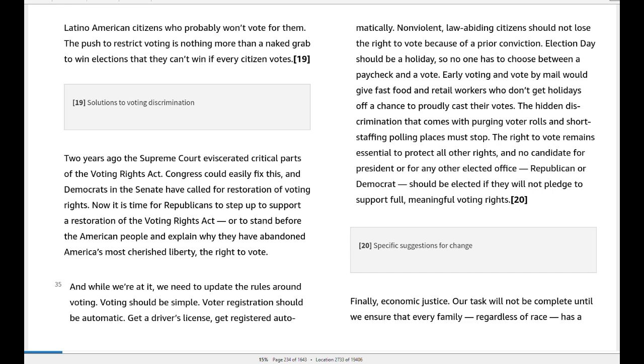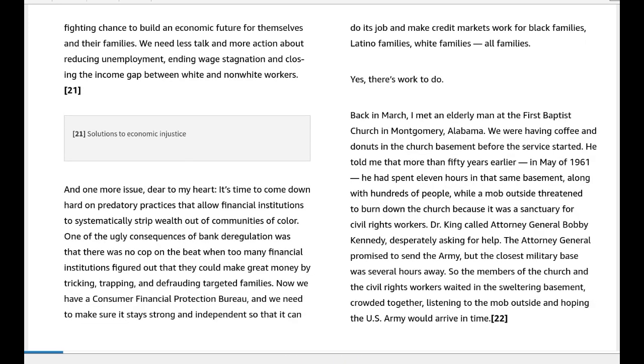Finally, economic justice. Our task will not be complete until we ensure that every family, regardless of race, has a fighting chance to build an economic future for themselves and their families.